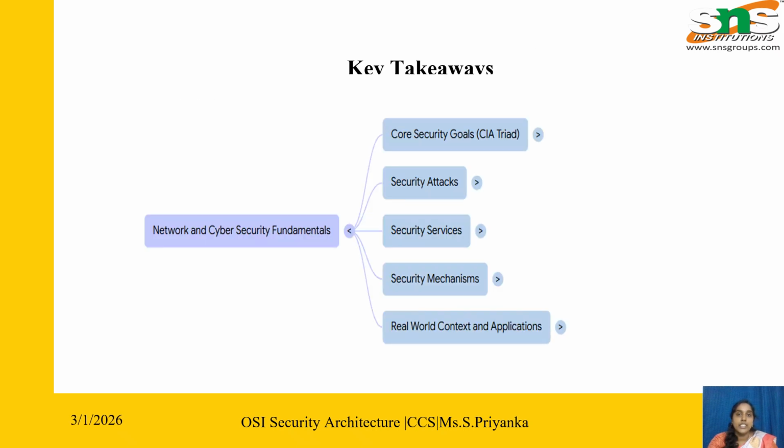Now let's see the key takeaways. The key takeaways mainly tell about the core security goals, that is, the CIA triad. They also tell about the security attacks we have seen. We have seen the security services, we have seen the security mechanisms, and also we have seen real-world context and applications.